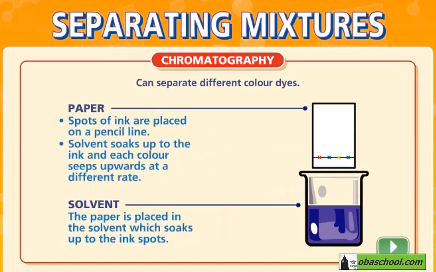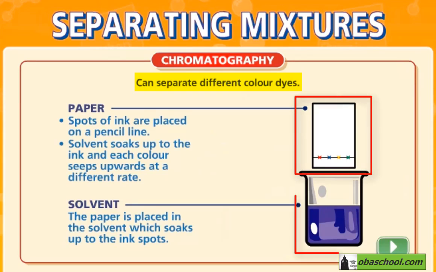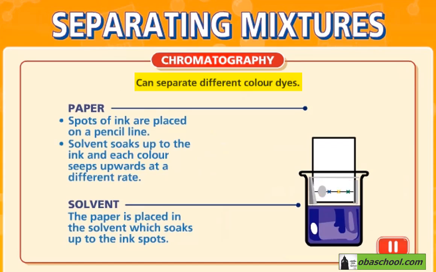Chromatography can separate different color dyes. We have the chromatography paper, and the solvent contains all what we want to separate. The paper is placed in the solvent, which soaks up to the ink spots. The solvent soaks up to the ink, and each color seeps upward at a different rate. So we separated the colored dyes.